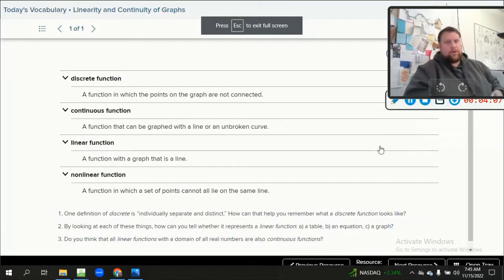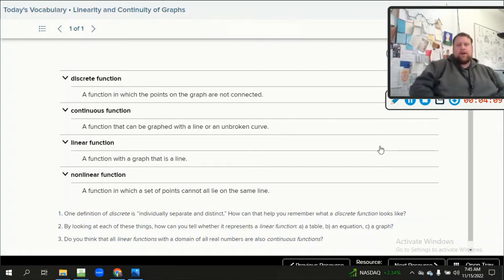There we go. A discrete function is a function in which the points on the graph are not connected, so you don't connect the dots on the discrete function. We'll talk about that. A continuous function is where you do connect the dots.